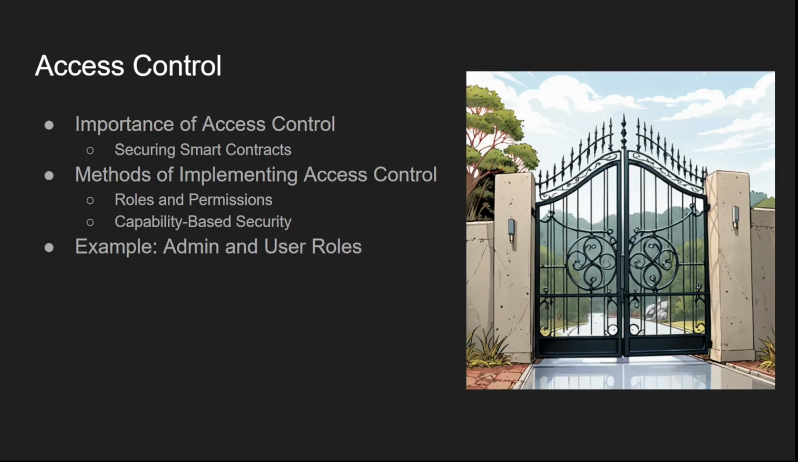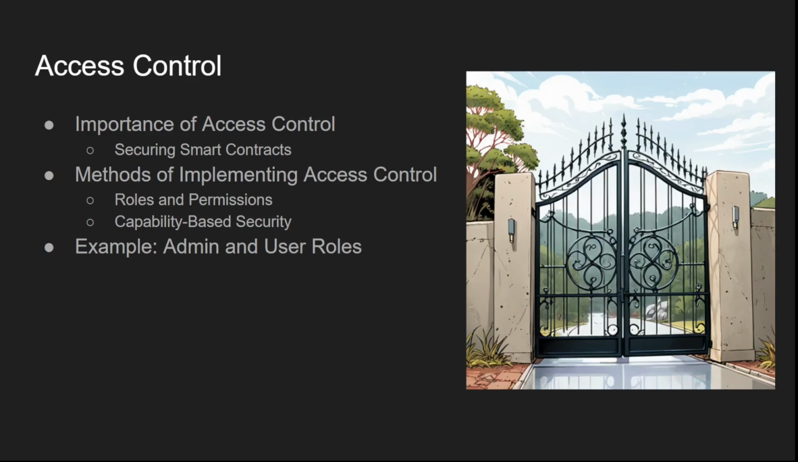Let's start by discussing the importance of access control in securing smart contracts. Without proper access control, malicious actors could exploit vulnerabilities to manipulate contract state, execute unauthorized transactions, or even steal assets. Implementing robust access control measures helps protect the integrity of the contract as well as the assets that contract manages. There are several methods of implementing access control in Agoric smart contracts.